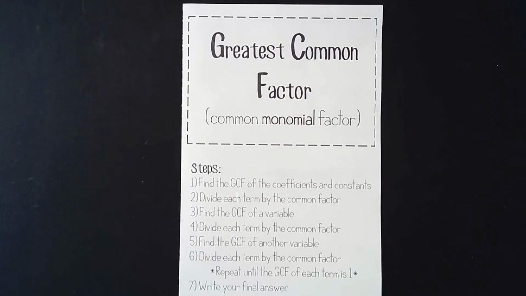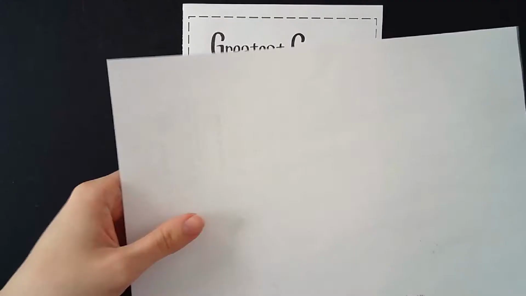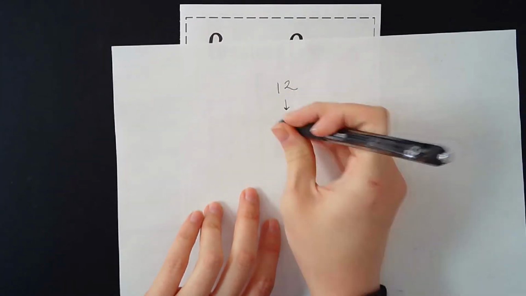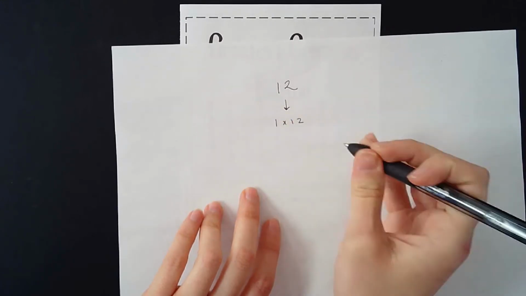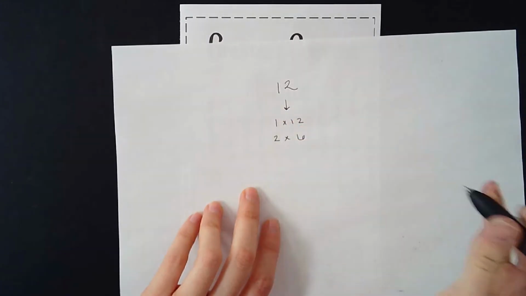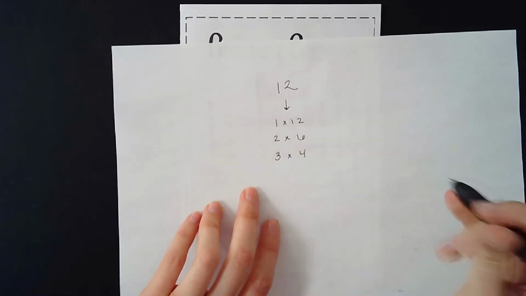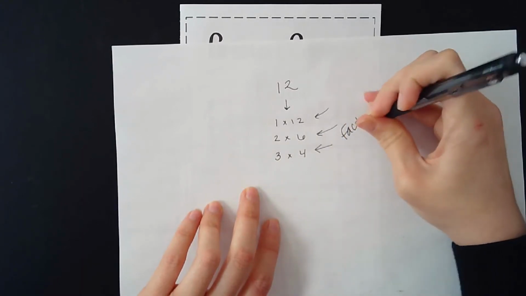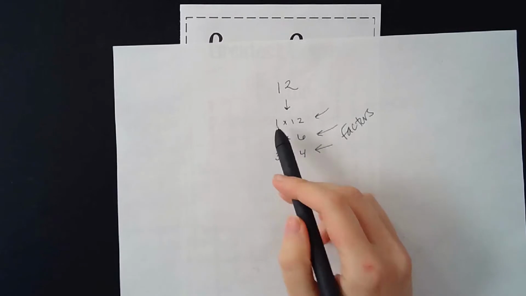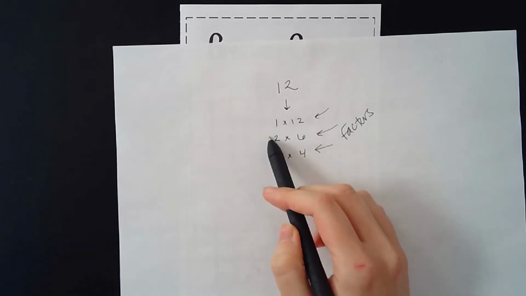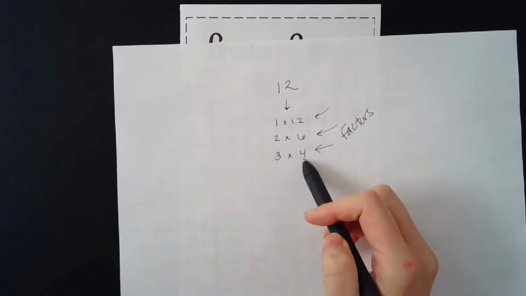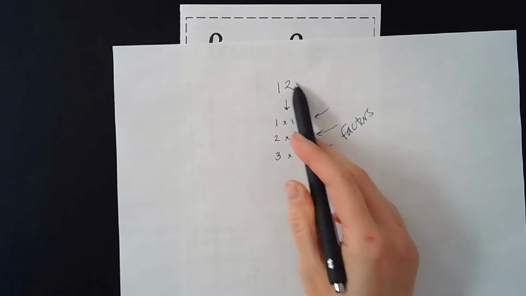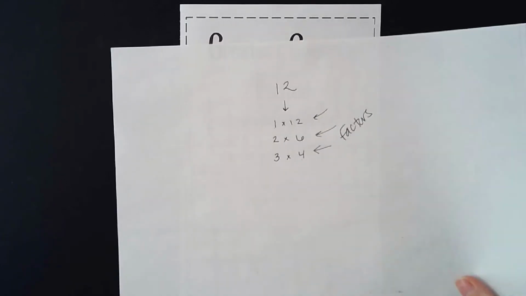So if we were talking about 12, our factors for 12, well, 12 could be 1 times 12. It could be 2 times 6. It could be 3 times 4. These numbers in here, these are all factors. So 1 is a factor of 12, 12 is a factor, 2 is a factor of 12, 6 is a factor of 12, 3 is a factor of 12, 4 is a factor of 12. They're things that we can multiply together to get whatever number or polynomial we are looking for.